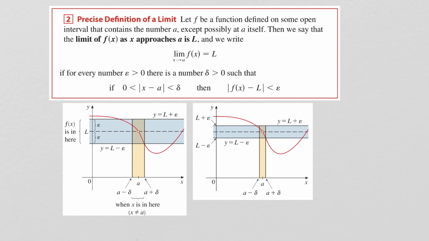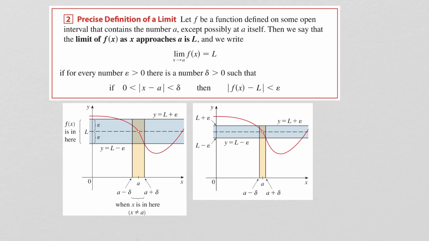If for every number epsilon that is positive, there is a corresponding number delta that is also positive, such that whenever the distance between x and a is less than delta, then the distance between f of x and L is less than epsilon. When you first hear this definition, it's very common to be confused.